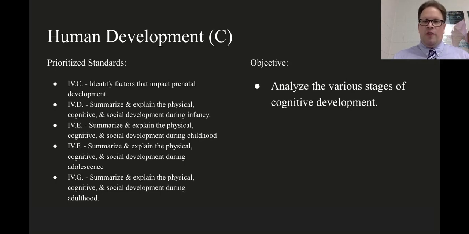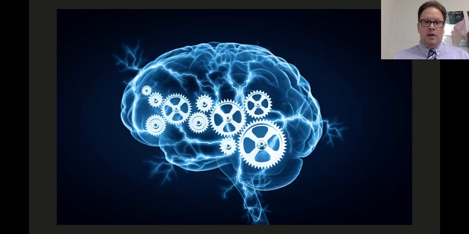All right, this is Human Development, Section C lecture. Our prioritized standards are C, D, E, F, and G. Objectively, we're going to analyze the various stages of cognitive development. Now, cognitive development involves the emerging ability for thinking, perceiving, and remembering. So the development of this ability is actually one of the most important accomplishments of all of human development.